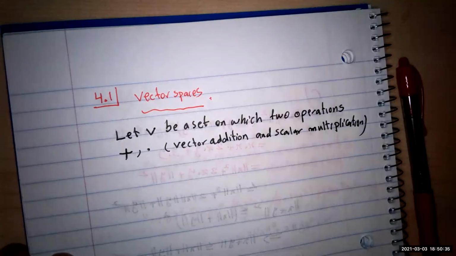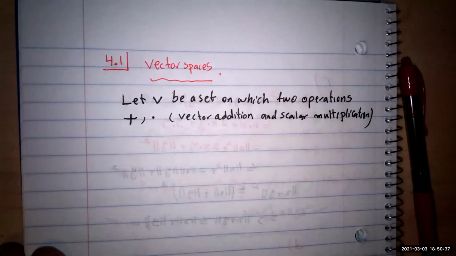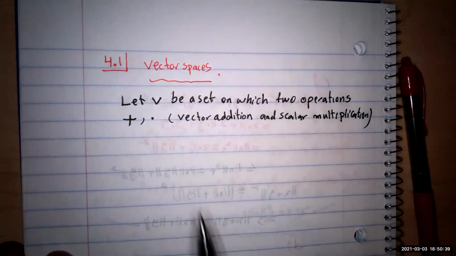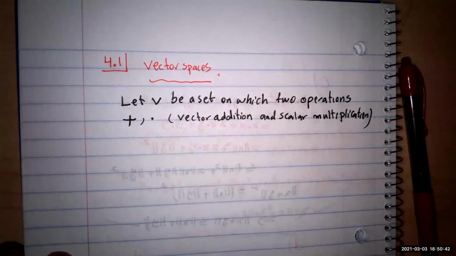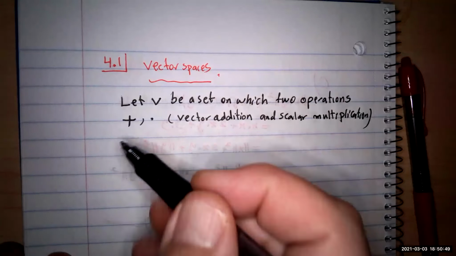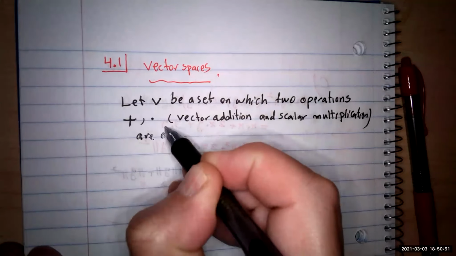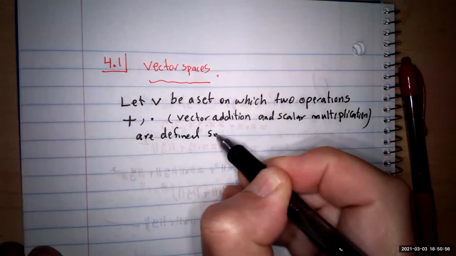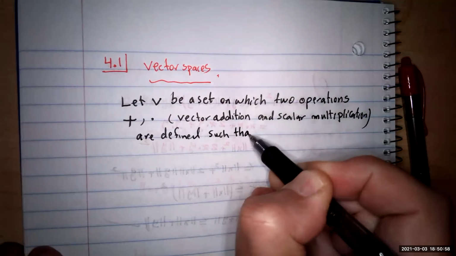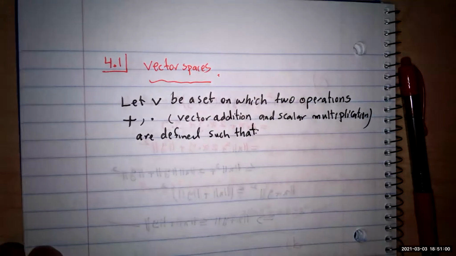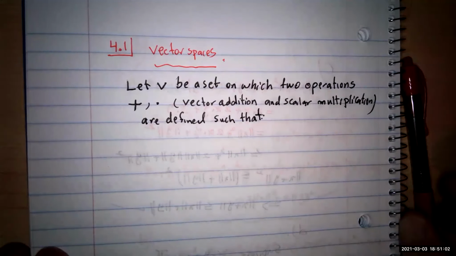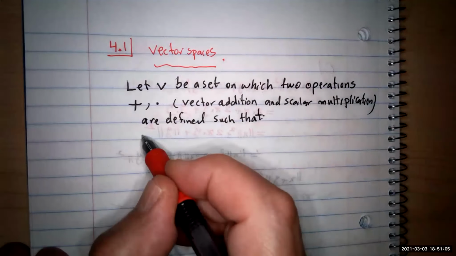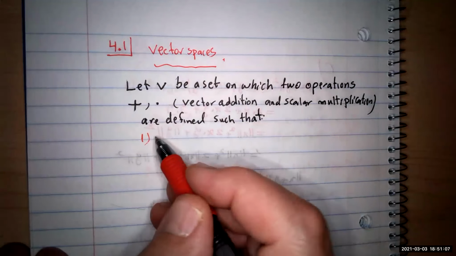So we have a set V and these two operations. V is going to be a set on which two operations, the addition and the scalar multiplication, are defined such that the following conditions are satisfied. The conditions are like the conditions that you have for addition.